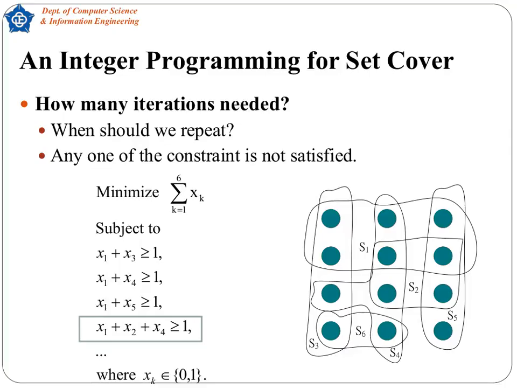Whenever any such constraint is violated, we add it to our model and resolve. We repeat this process, add a violated cut, resolve, until every element is covered and all constraints are satisfied. At that point, our solution gives an optimal set cover.